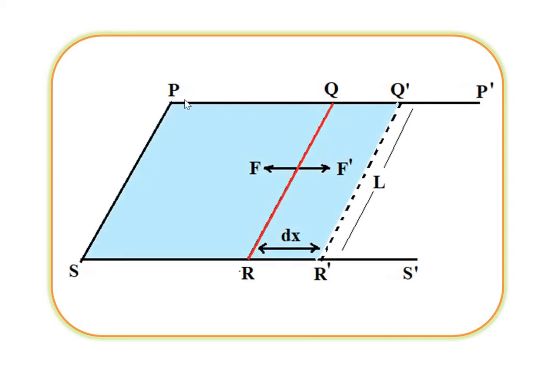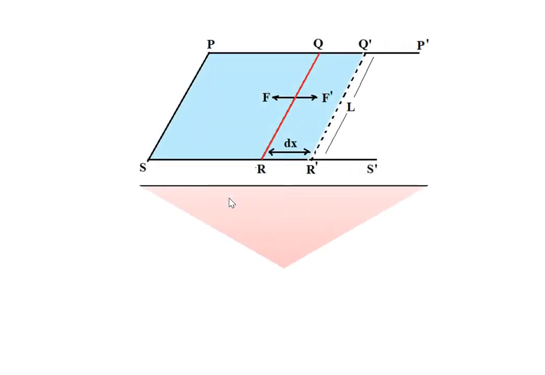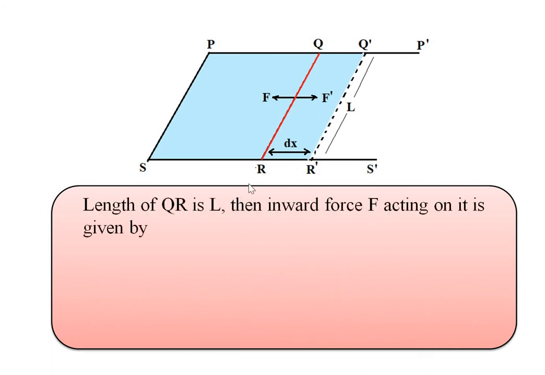Here is the rectangular frame, see P, P dash, S, S dash, and QR is the movable arm. So a rectangular frame of wire P, P dash, S, S dash with movable arm QR. Each arm of the frame experiences an inward force due to this film. So the movable arm QR moves toward the side PS so as to decrease the area of the film. Here the length of QR is capital L.